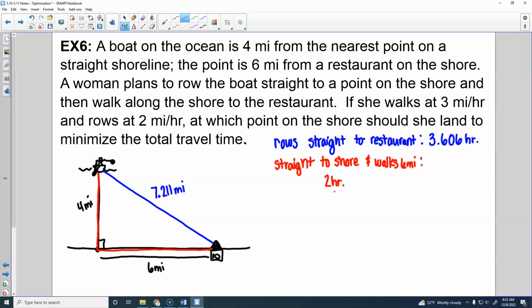And then she's got to walk 6 miles, and she walks at 3 miles per hour. So how long does it take her to walk? 2 more hours. And so that's going to be 4 hours total. How long does it take her to get out of the boat? How long does it take her to drag it to shore? Negligible time, we'll say. But in the real world, we might need to consider these things.